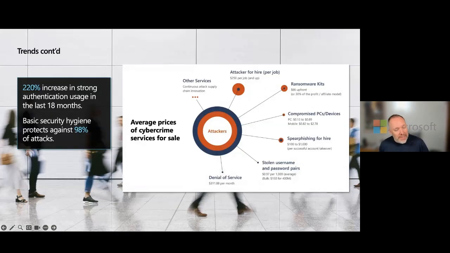Here are some more statistics just to scare you a little bit. You can see how much it costs to hire somebody to attack an organization. You can buy stolen usernames and passwords for about $1. You get 1,000 of them.